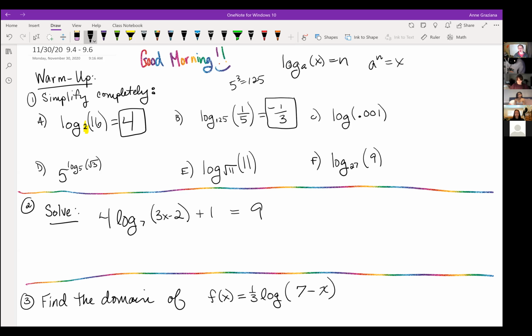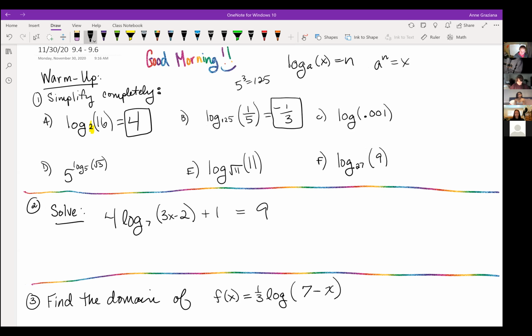How about log of 0.001? Oh, Sydney's on fire. Remember, if there's no number written, that means it's log base 10. So this is 10 to what power is going to give me 0.001, which is 1 over 1,000. So it's -3. Any questions on any of those?